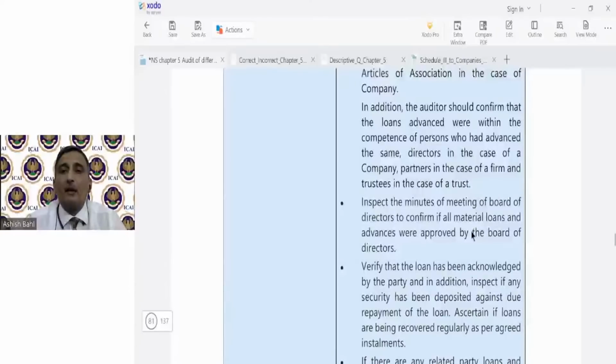Inspect the minutes of the board of directors to confirm that all material loans were approved by the board of directors. So when you are going through the minute book, you come to know that directors had authorized granting of loans to so and so parties. So you cross-check those with what is appearing in the financial statements. Okay.